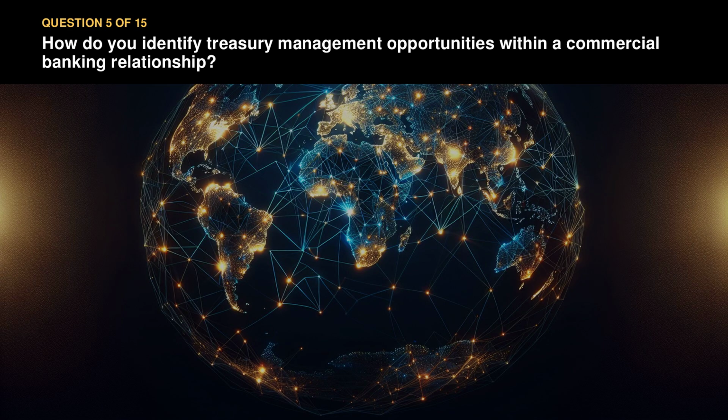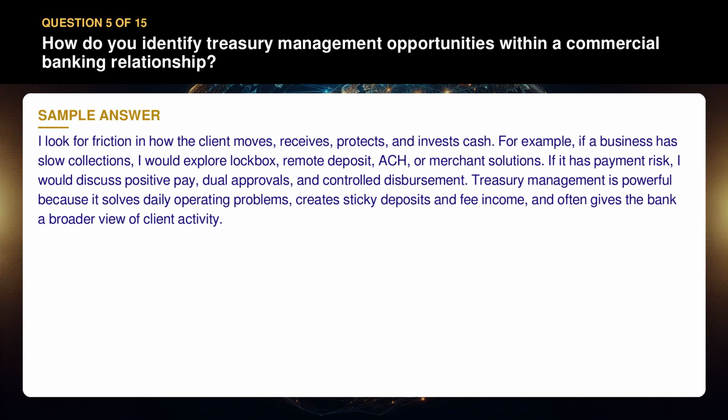Question 5. How do you identify treasury management opportunities within a commercial banking relationship? I look for friction in how the client moves, receives, protects, and invests cash. For example, if a business has slow collections, I would explore lockbox, remote deposit, ACH, or merchant solutions. If it has payment risk, I would discuss positive pay, dual approvals, and controlled disbursement. Treasury management is powerful because it solves daily operating problems, creates sticky deposits and fee income, and often gives the bank a broader view of client activity.